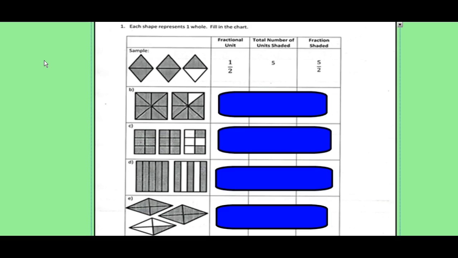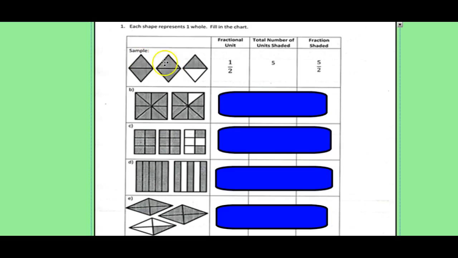The first sample, you can see that each whole is broken apart into halves. So if I were to label each part on these fractions, each unit would be 1/2, so the fractional unit is 1/2.